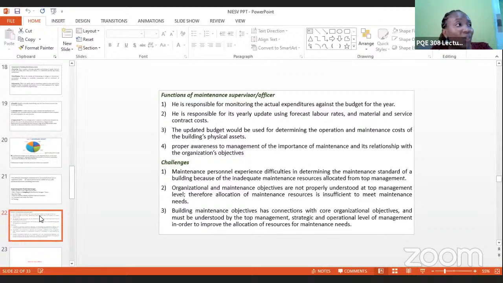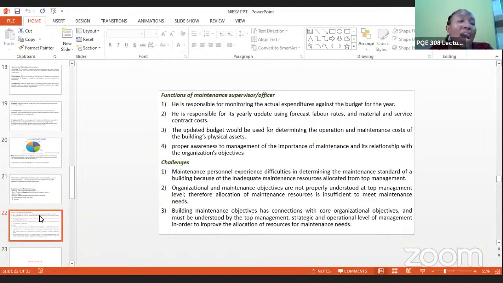So as a maintenance supervisor or officer, you really need to be in charge to explain to them why you need this. Those are part of the challenges you might be facing, because maintenance personnel experience difficulties in determining the maintenance standard of the building because of inadequate maintenance resources allocated from top management. They don't really understand what you need so much money for. So you have to break it down for them so that they will reason and know, okay, truly you need this particular money to do all this. Organizational and maintenance objectives sometimes are not properly understood at the top management level. Therefore, allocation of maintenance resources is insufficient to meet needs.